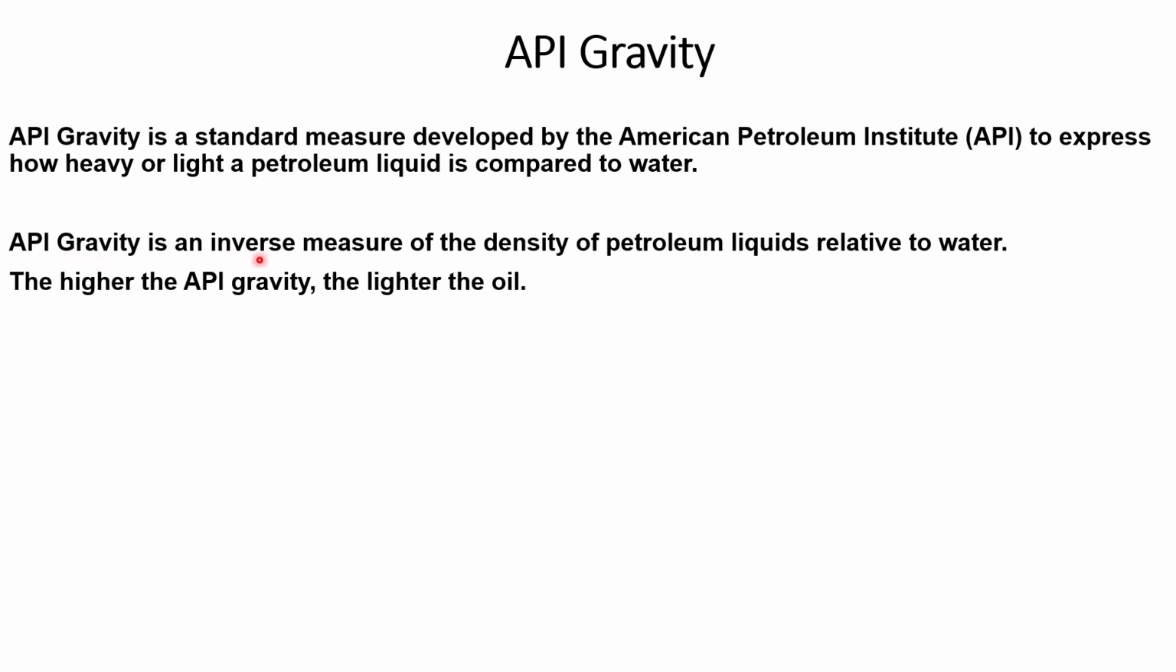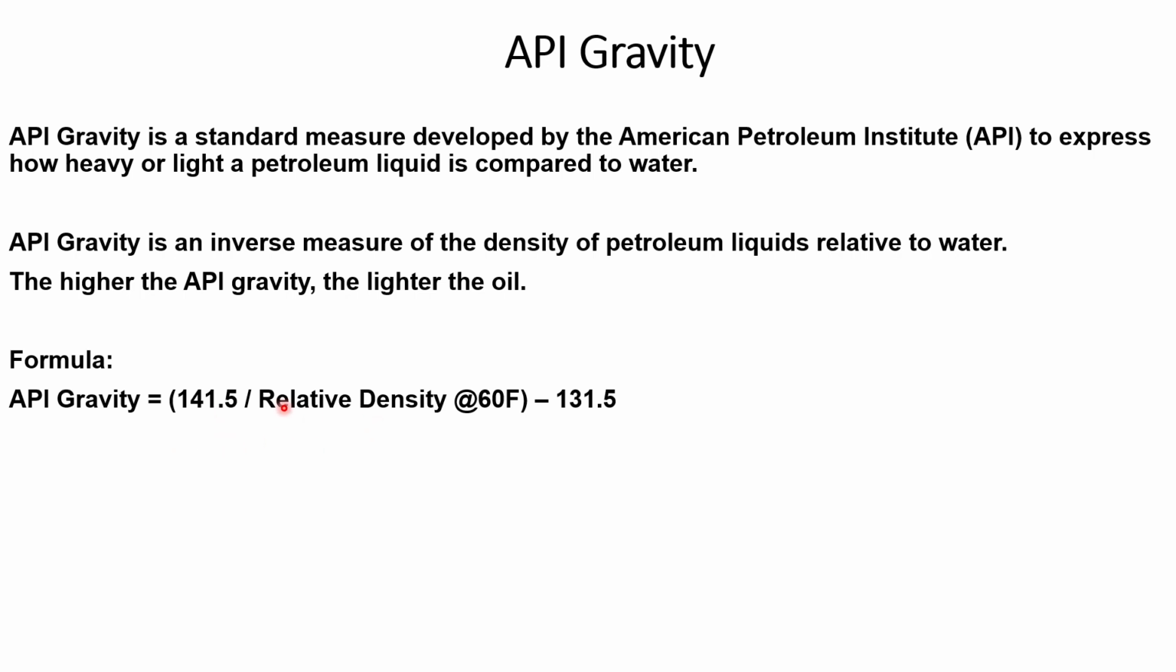API gravity is an inverse measure of the density of petroleum liquid relative to water. That means if your API gravity is higher, the oil will be lighter, and if your API gravity is lower, then your oil will be heavier.